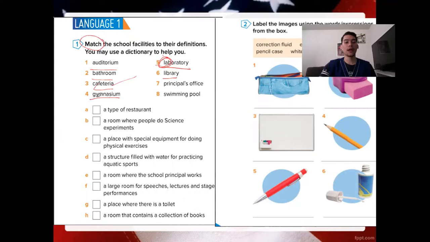So letter A, a type of restaurant. A type of restaurant is a cafeteria, number 3. B, a room where people do science experiments. It's a laboratory, okay? C, a place with special equipment for doing physical exercises is a gymnasium, number 4, gymnasium.